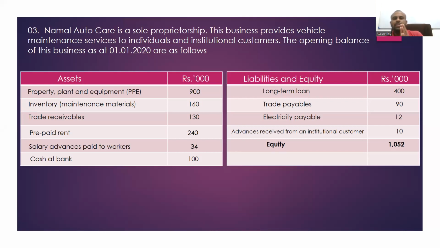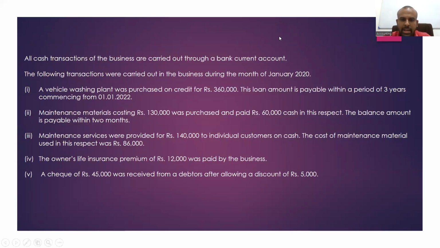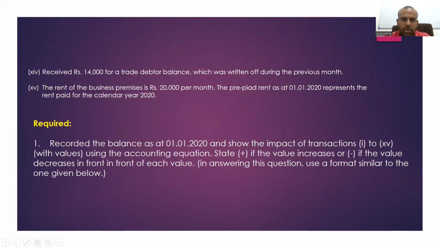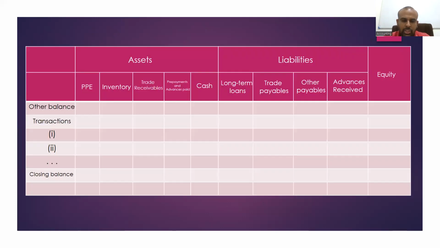This is a sole proprietorship, and it provides vehicle maintenance services to individual customers as well as corporate customers. They have given the opening balances, and what they want you to do is record these transactions. They have given 15 transactions altogether. They want you to record these transactions in the given equation. What is the equation? PPE plus inventory plus trade receivable plus prepayments and advance paid plus cash equal long-term loans, trade payable, other payable, advance received, and the equity.